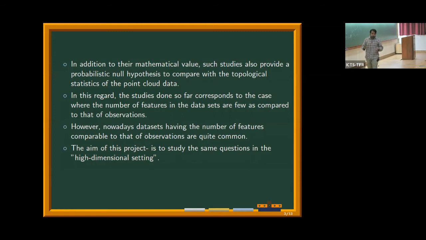So what happens in usual random topology is you have random points, you construct some random object and study its topological properties as the number of points goes to infinity. That is the usual random topology.